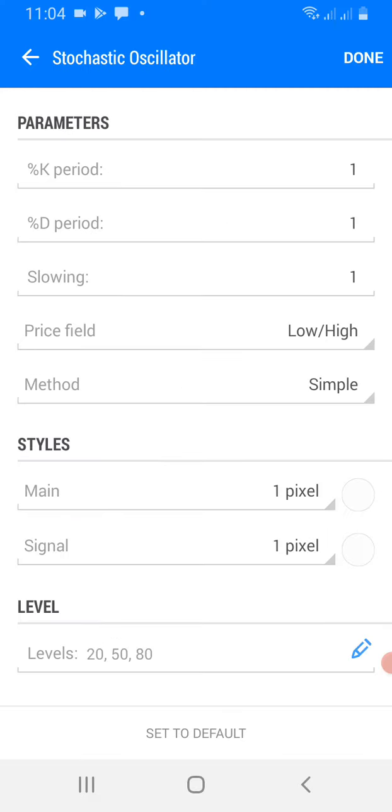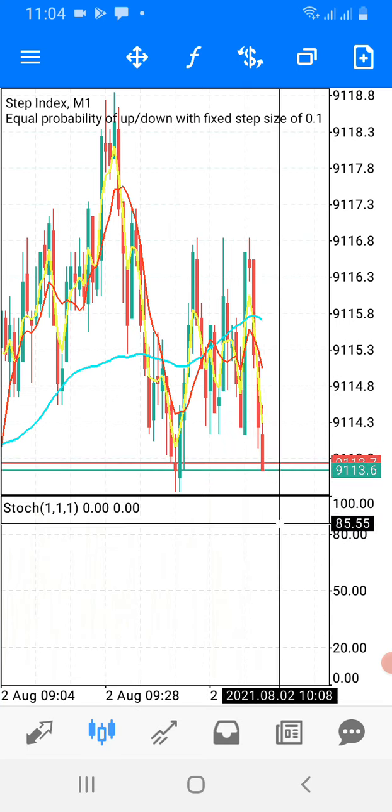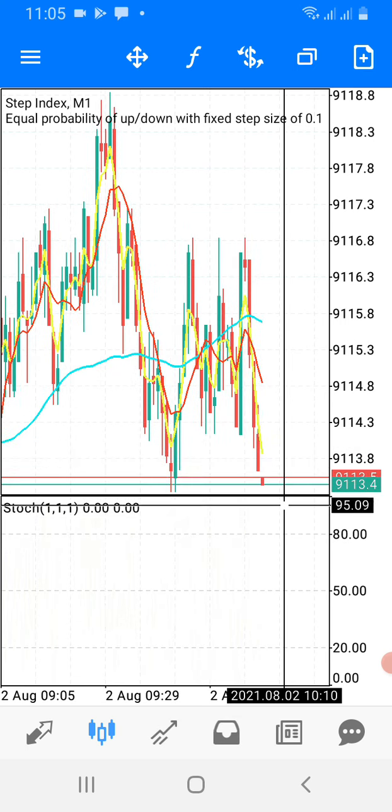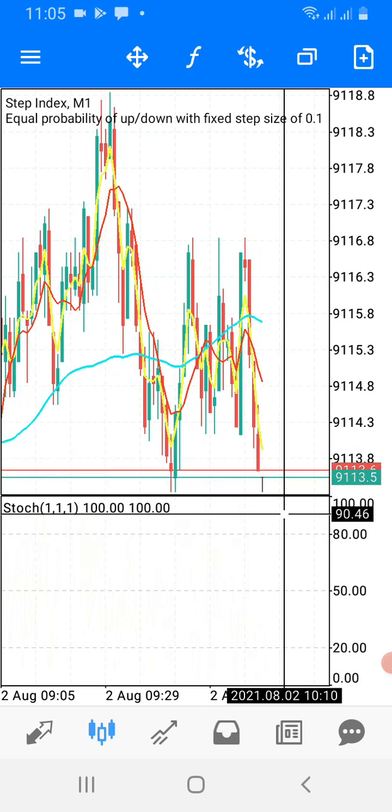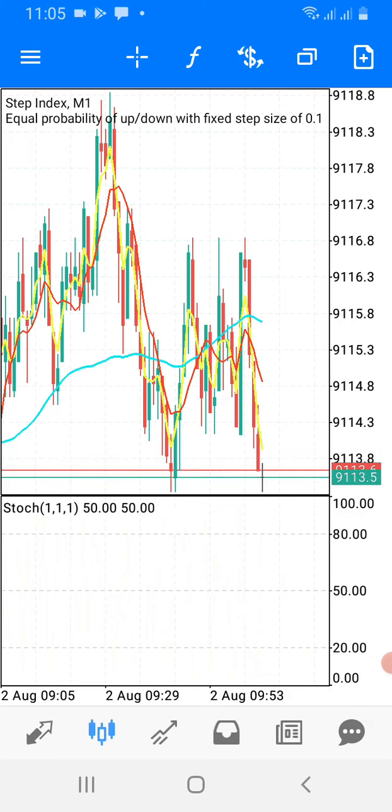Click on it. As you can see on my screen, K period 1, D period 1, slowing 1, everything on 1. Then the price field low slash high, method simple, main pixel. The function of this stochastic is for us to know the overbought and oversold levels. You click done, so you can see it now. It provided the overbought, which is from 80 upwards, and the oversold from 20 downwards. Okay, the next indicator, guys, the Ichimoku.